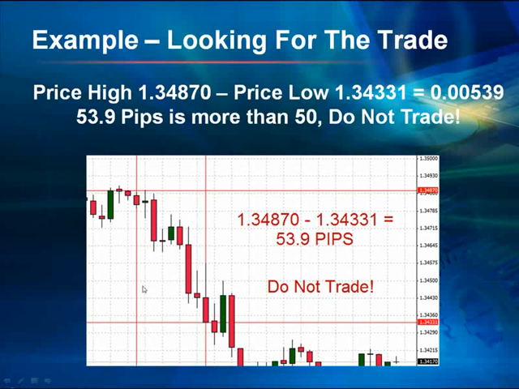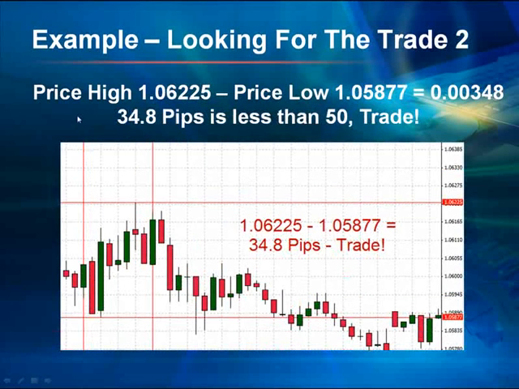Here's our charts like we just set up in MetaTrader. We've got our vertical lines at 1400 and 1600, and we've got our horizontal lines at the low price point and the high price point. So to calculate whether we want to trade here or not, we subtract the high point, 1.34870, from the low point, 1.34331, and in this case that equals 0.00539, or 53.9 or 54 pips if you wanted to round it up, which is more than 50 pips, so we don't want to trade this day. We leave this trade alone.